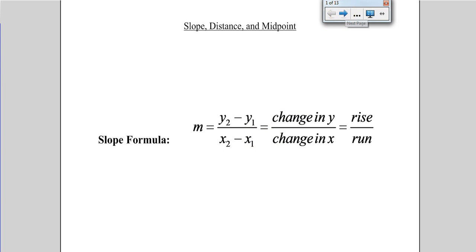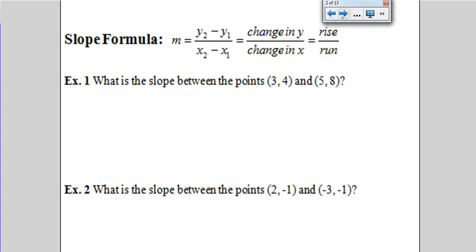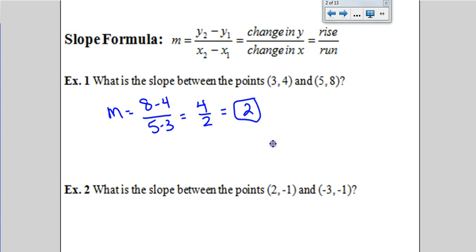So let's look at our first example. And I've given you the formula, but again, it's your responsibility to know it for the test. What is the slope between 2 points 3, 4 and 5, 8? So if you just know the formula, you're going to set it up as 8 minus 4 over 5 minus 3, which is 4 over 2, which of course the ACT is going to want you to reduce to a 2. 2 over 1 is also equivalent, it's just not how they're going to write their answer.